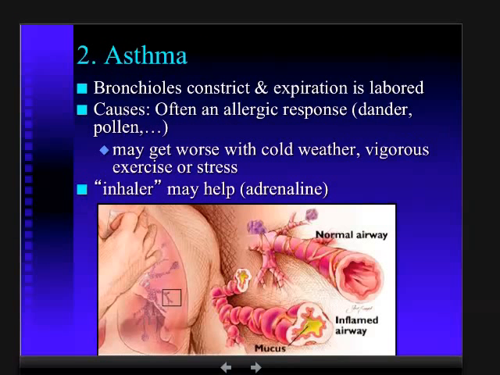Asthma, as we've said, is constriction of the bronchioles, all right? And as you constrict those, that limits airflow, all right? So when you're trying to ventilate your lungs, you're impairing the ability to move air into or out of the lungs, all right? And various things can bring about asthmatic conditions, including cold weather and vigorous exercise and stress, all right?